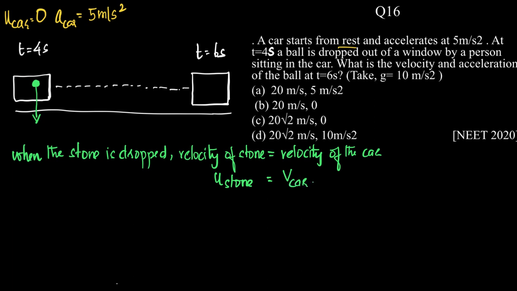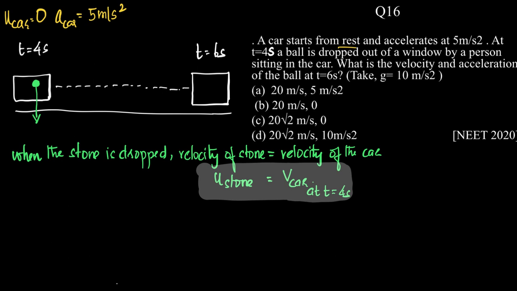Okay, at what time it has been dropped? V of car at t is equal to 4 seconds. So I hope this much point is clear. In fact, this is the only concept here. Oh, well, actually there's one more concept which comes with projectile motion. So the basic concept is that since the car is moving, the object when dropped from the car will have the same velocity as that of the car.